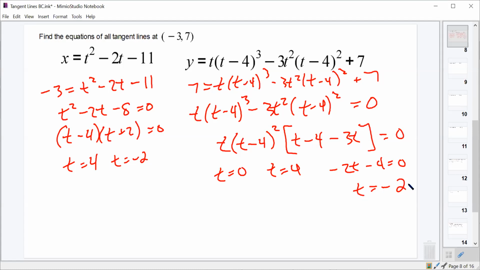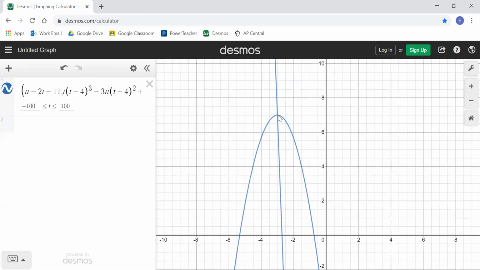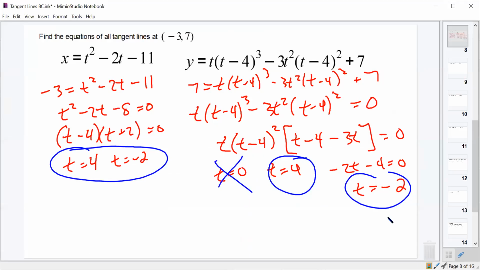Everybody get those three values for the y coordinate, hopefully. Okay, good. And so our overlap is 4 and -2, it would look like. We can ignore the t equals 0 value. And just real quickly, I put the graph in here while you guys are working on that. If we look at the graph, we can see there are two places where our graph goes through the point (-3, 7). We got two different times when that happens, two different t values where that happens. So it makes sense that we should have two different values there.